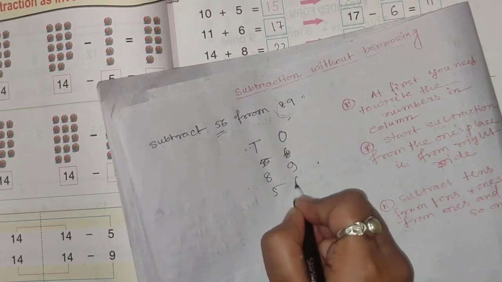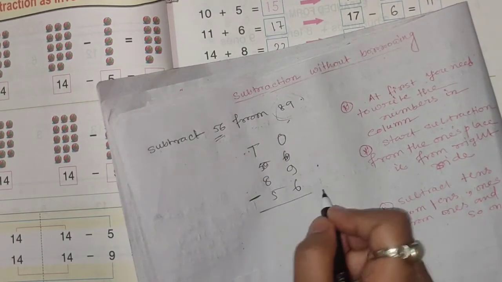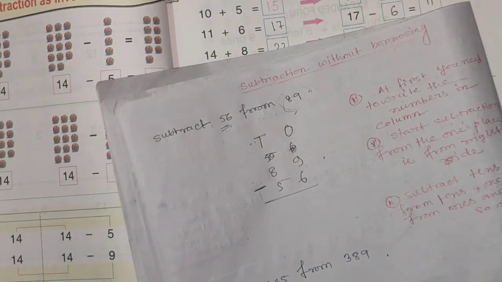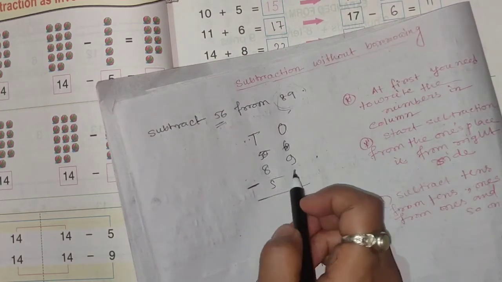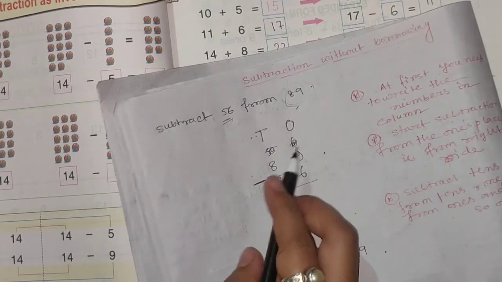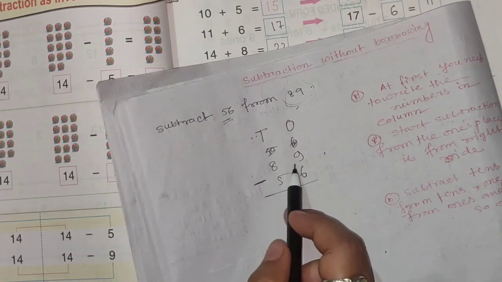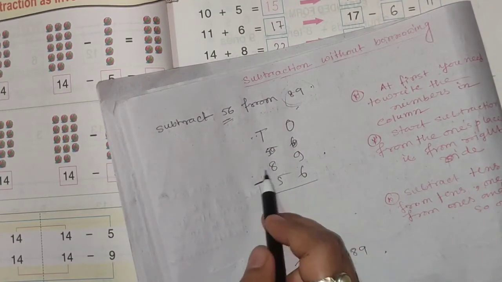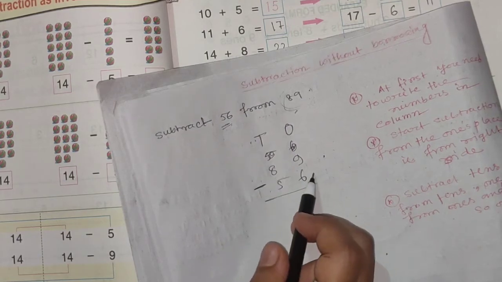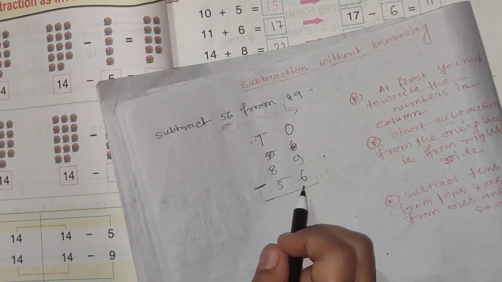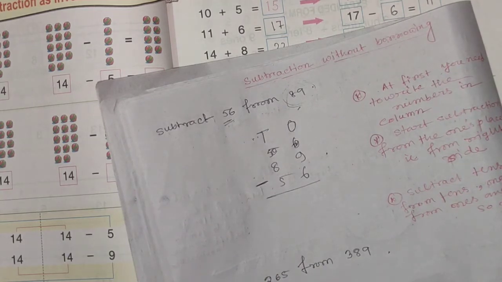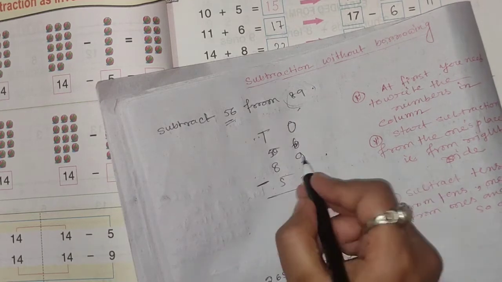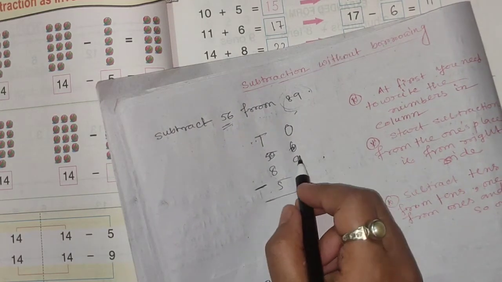and then 56. Now we need to put here a minus sign and start subtraction from the ones place, that is from the right side, and you need to subtract tens from tens, ones from ones. We cannot subtract tens from ones or ones from tens. We always subtract ones from ones, tens from tens, and we start the subtraction from the right side or the ones place. 9 minus 6 is how much? 9 minus 6.